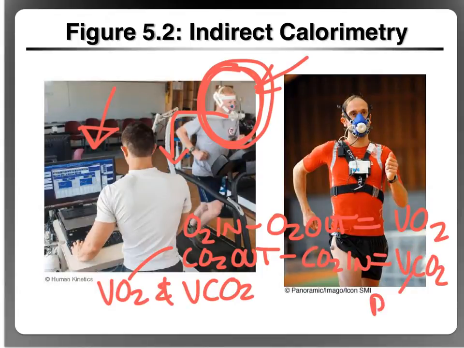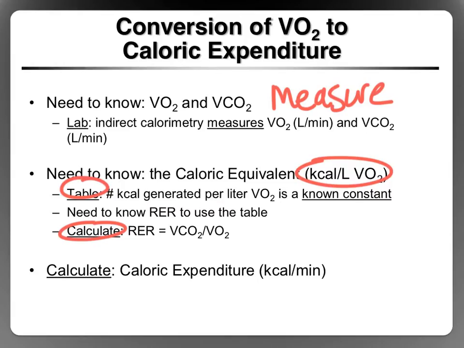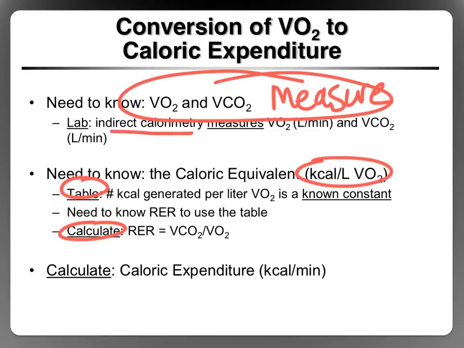Okay, so this is a production, this is a use. So we're measuring what's coming in, we're measuring what's coming out. Okay, and by knowing what's coming in and what's coming out, we can very easily, through subtraction, calculate VO2 and VCO2. Okay, so we do that through indirect calorimetry. Okay, so first step is to measure VO2, VCO2. We do that with the indirect calorimetry.